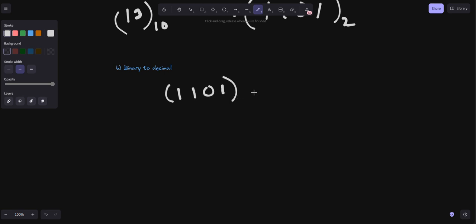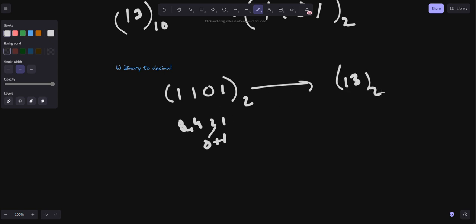101, which is basically 13, right? But you need to calculate it in a certain way so that we get decimal. So how will you do that? It's easy. As I told you, this is just 8421, and you can just check each bit: if any bit is 1, then just add it. If it's not, then make it 0 and then add, and you will get 13.